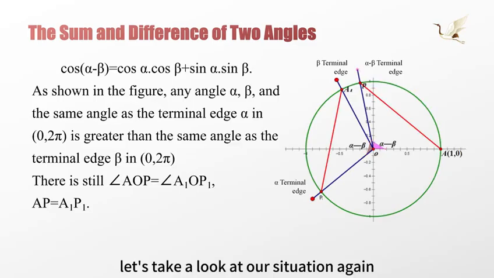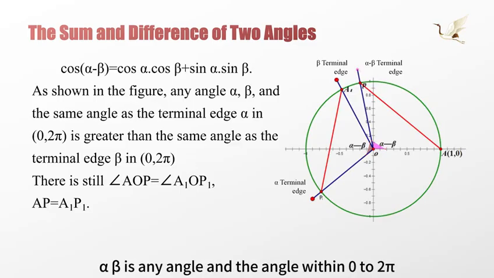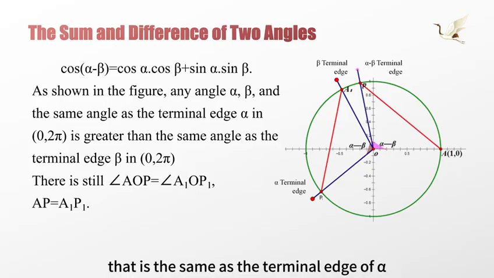Let's take a look at our situation again. Alpha and beta are any angles, and the angle within 0 to 2 pi that has the same terminal edge as alpha is greater than the angle that has the same terminal edge as beta.